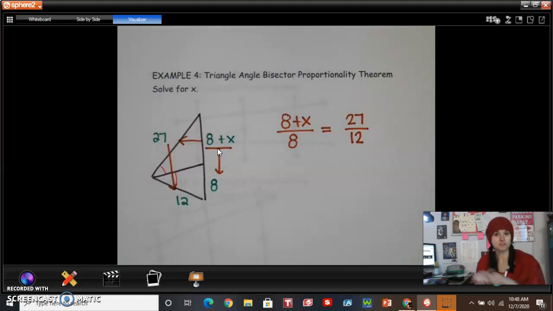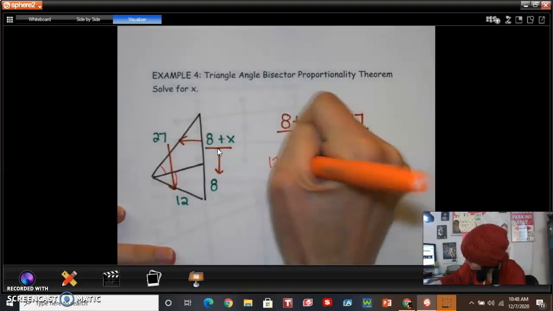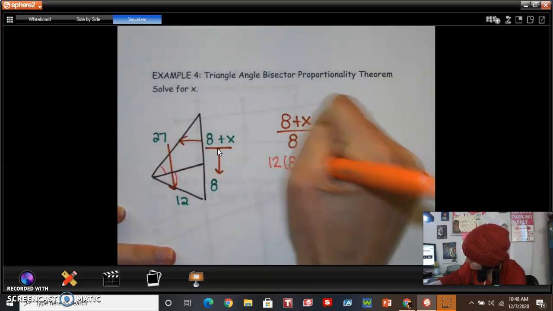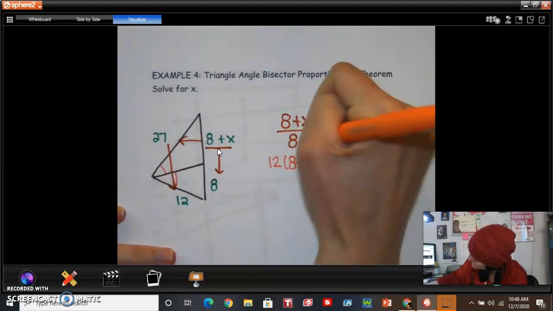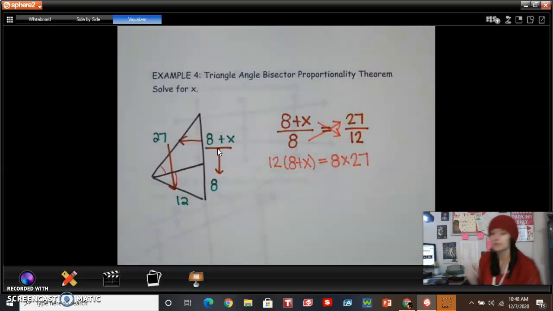All right, so to solve this, we use cross multiplication again. So we have 12 times 8 plus x equals 8 times 27. Use your calculator to help you. That's why they're there.